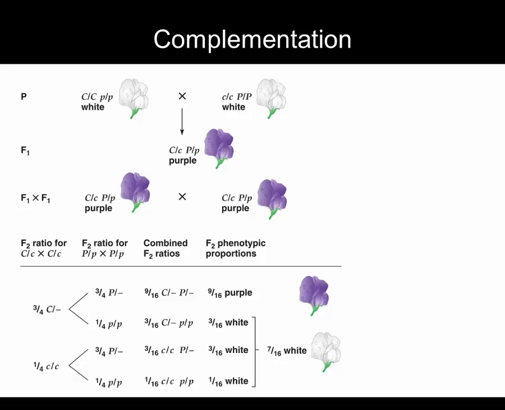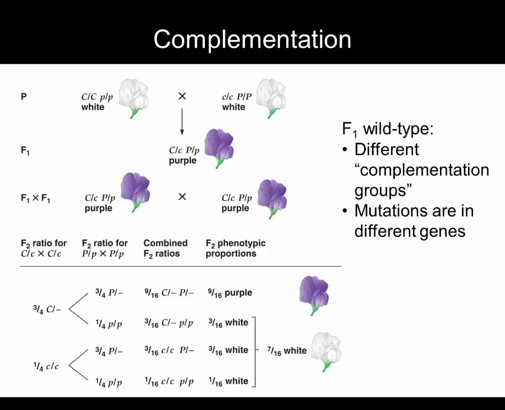We can take two true-breeding plants with the same white phenotype, one with a dominant C allele but no dominant P allele, and the other with a dominant P allele but not C, and when crossed, you see wild-type purple plants. The two parents complemented each other, each providing the allele the other lacked. When two parents with mutant phenotypes produce wild-type offspring, we say they are from different complementation groups, meaning they have mutations in different genes. This will be important to understand for a yeast lab later on.